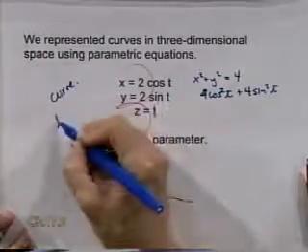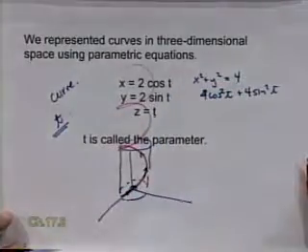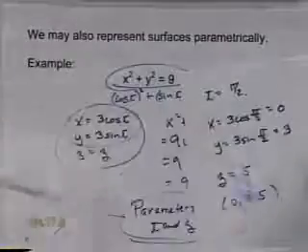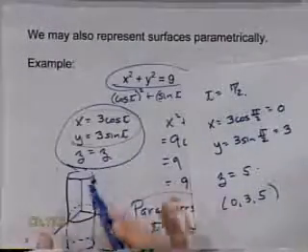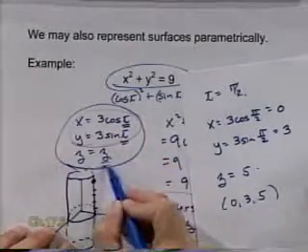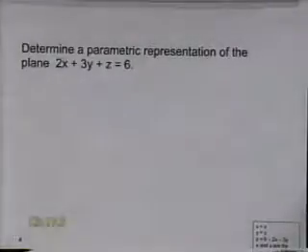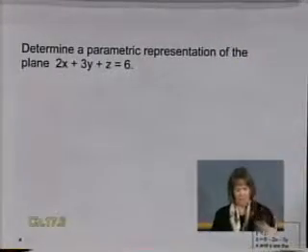Everything is in terms of t. You have one parameter because it's a one-dimensional figure. It's sort of like a line. This curve is two-dimensional, and it has two parameters, t and z. Now, sometimes you go, oh, representing a surface parametrically is really difficult. It doesn't have to be difficult.